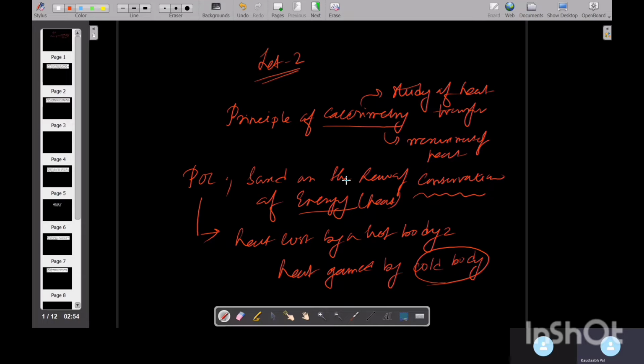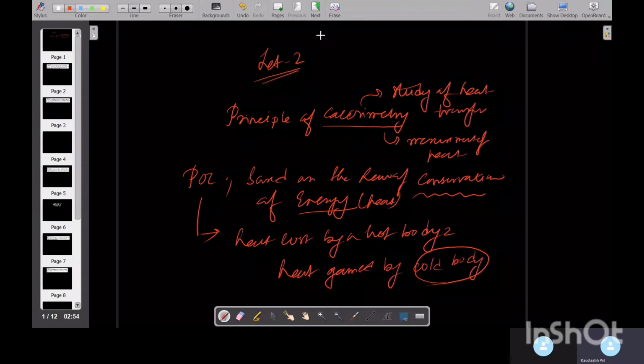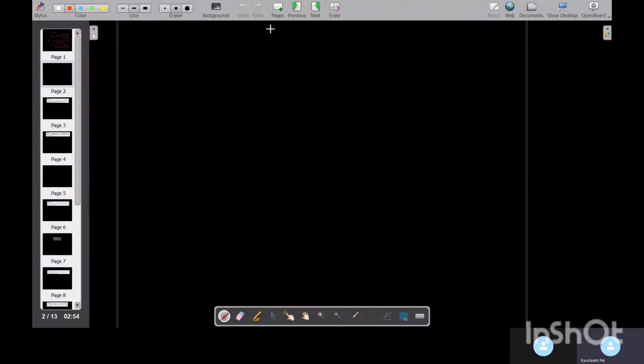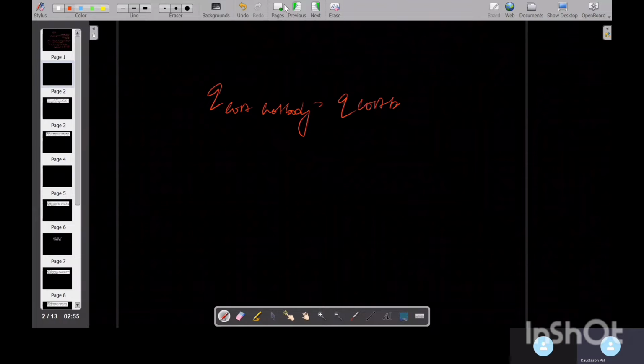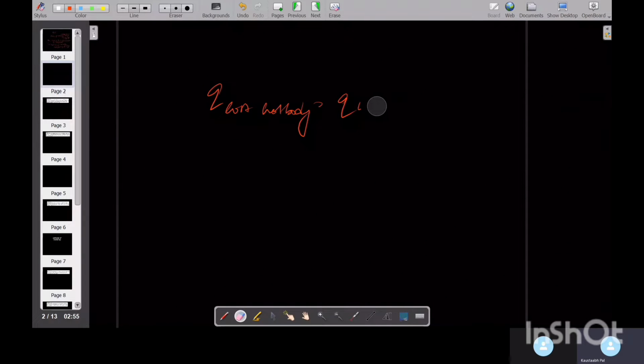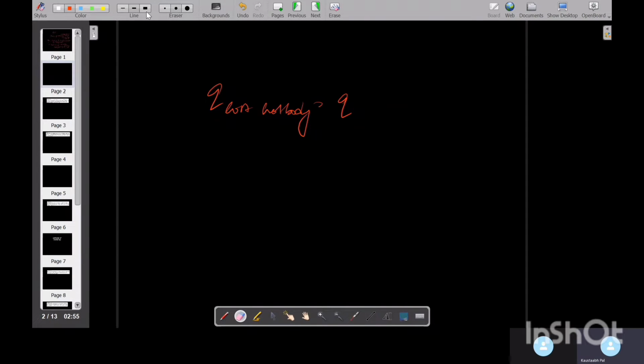Now under this principle of calorimetry, you have to remember this one principle only, which is that heat lost by a hot body is equal to the amount of heat gained by a cold body. So you will write Q lost by hot body equal to Q gained, extremely sorry, it will be Q gained by cold body.